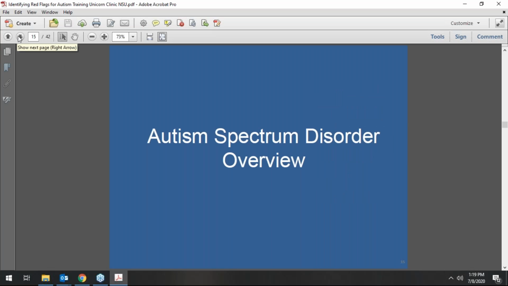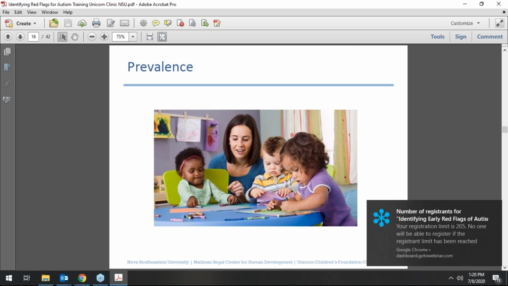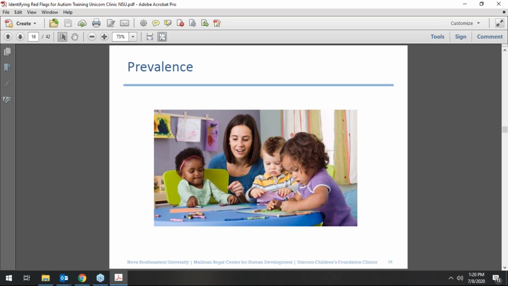So I'm going to start off by talking about what autism spectrum disorder is. On the next slide, I want to start discussing the prevalence rate. Just a quick true or false here. The prevalence rate has gone up. True or false? Feel free to type it in the chat. You could put T or F. I'll give you 1 minute to respond.